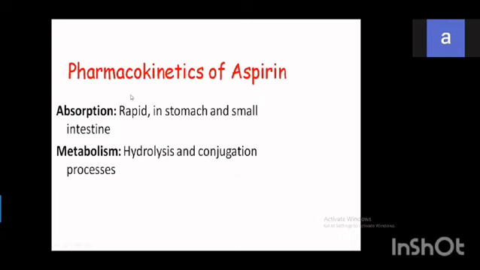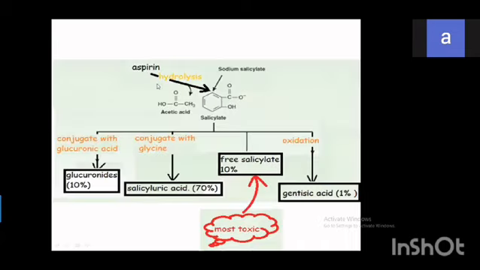Now let's talk about the pharmacokinetics of aspirin. Absorption of aspirin through the oral route is excellent. Its metabolism takes place through phase 1 and phase 2. Aspirin is converted into salicylates with the help of hydrolysis, and these salicylates are conjugated with glucuronic acid into glucuronides. These are 10%. Most of the salicylates are converted into salicylic acid, that is 70%, with the help of conjugation with glycine, and a very minor amount is oxidized into gentisic acid, that is 1%. The 10% of the salicylates remains free, and they are excreted through the urine.